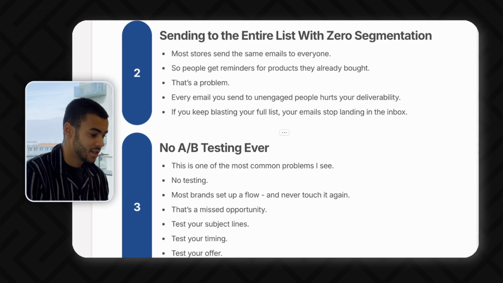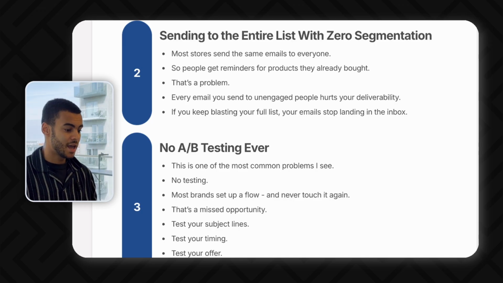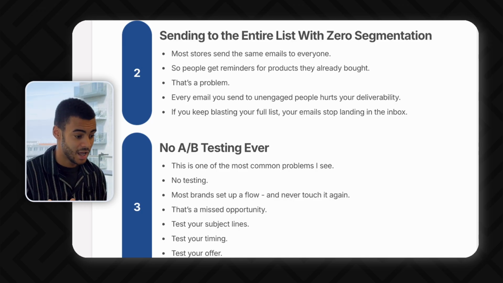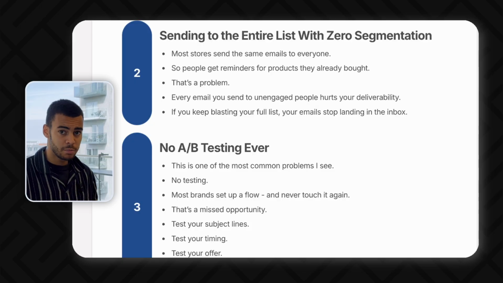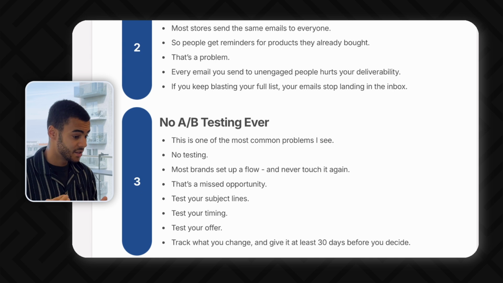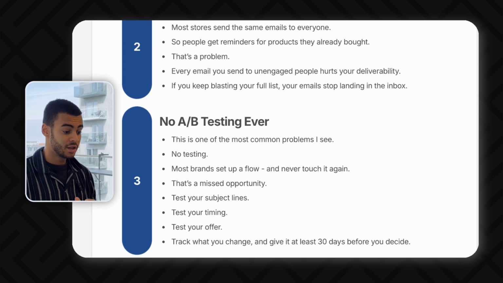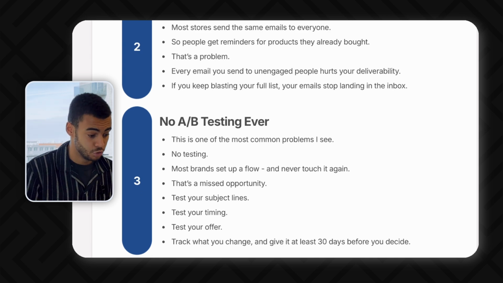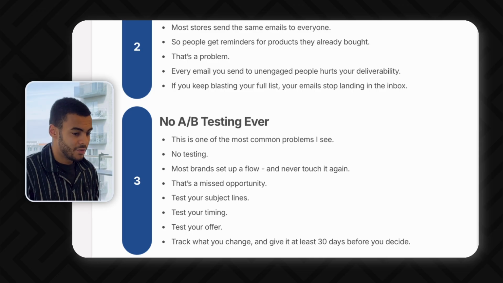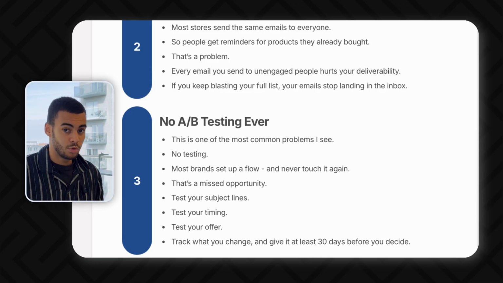And the last thing is that e-commerce brands are actually never A/B split testing. Especially with the flows, I see this all the time. You can set up your abandoned cart, your abandoned checkout, your browse abandonment flow, and you just let it run for years, or maybe for weeks, without split testing anything. You have to split test the time delay, subject line, designs, copywriting, timing, the offer, and so on, so you can get the best possible results. And you gotta track everything and give it at least 30 days before you decide what works best for you.